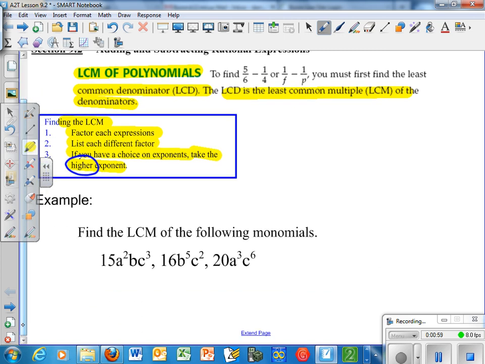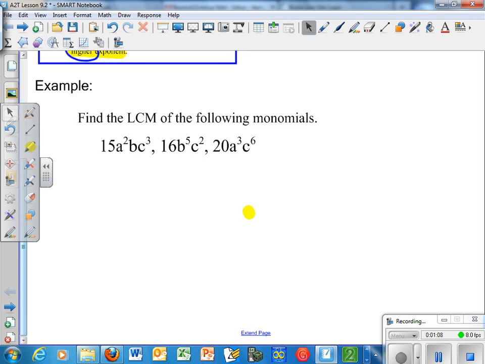All right. So let's look at this example right here. Find the LCM of the following monomials. Monomials are single terms. Now, we have multiple variables, but I have three monomials here. So let me get this out of the way here. All right. So what you want to do is I'm going to write down 15a squared bc cubed.